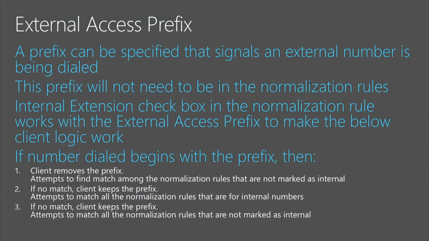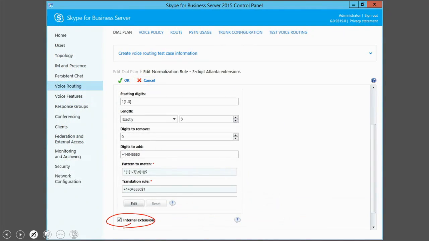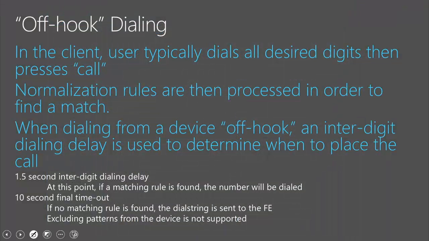But I wanted to make sure to cover this so that you would know if you are coming in behind someone and looking at the dial plan and you see that external access prefix is configured, this is the behavior that we should expect. All right.